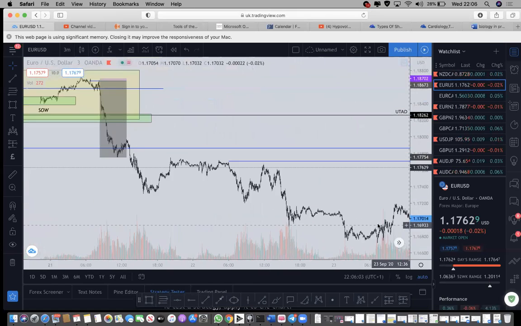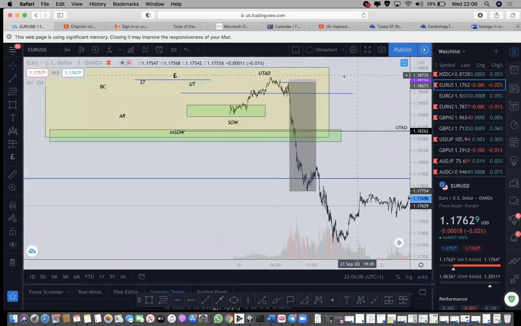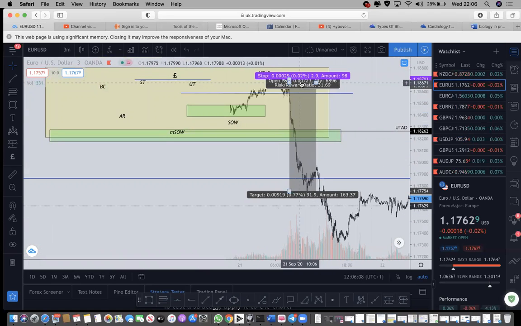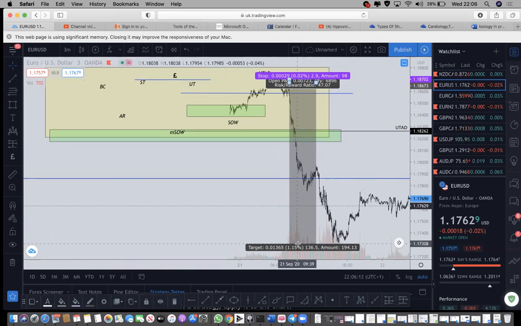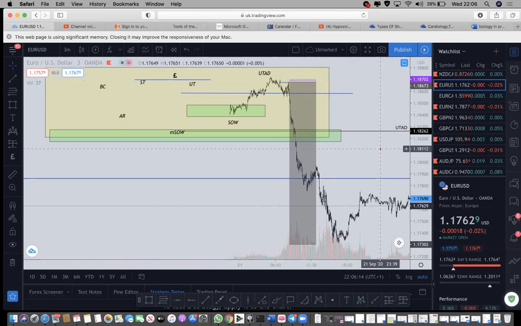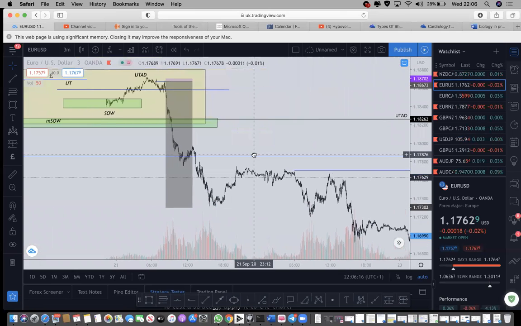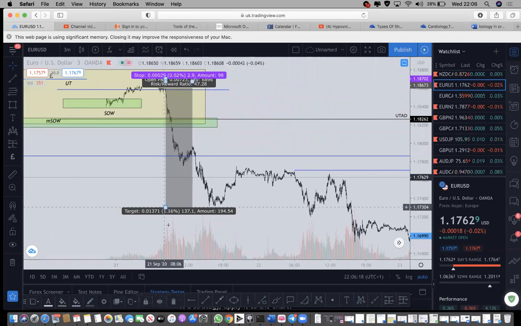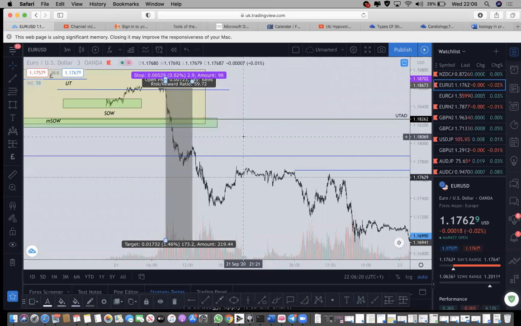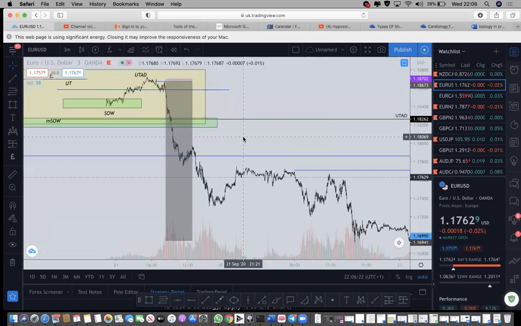Come on, take me there. And look at that. With that entry right there, price did almost 1 to 50. Even more than that. 1 to 60. Identifying your UTAD.